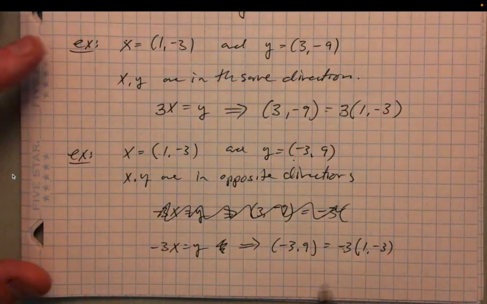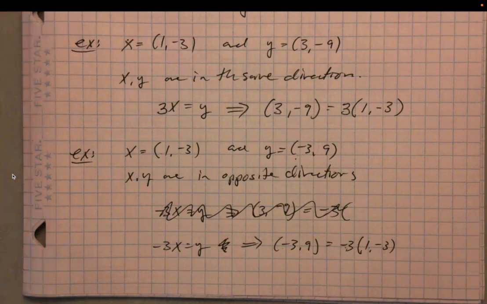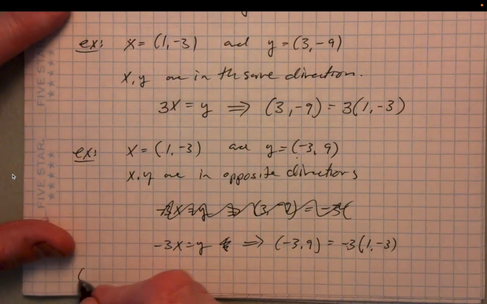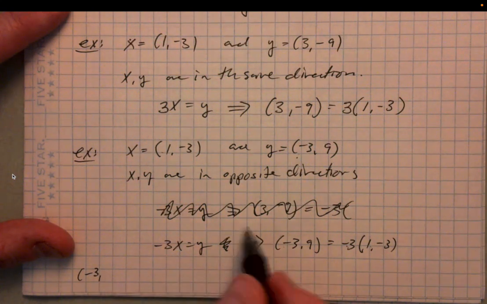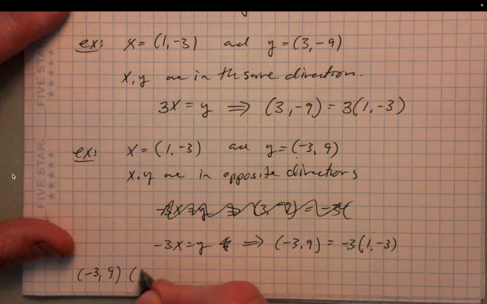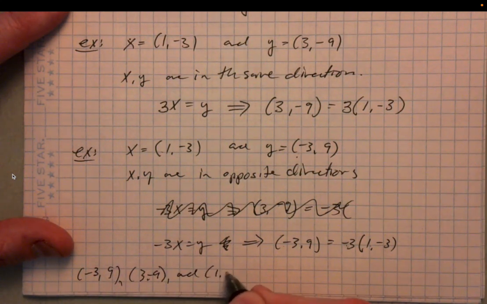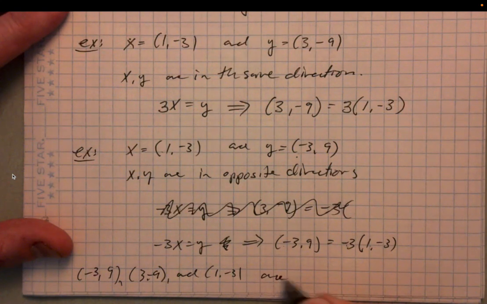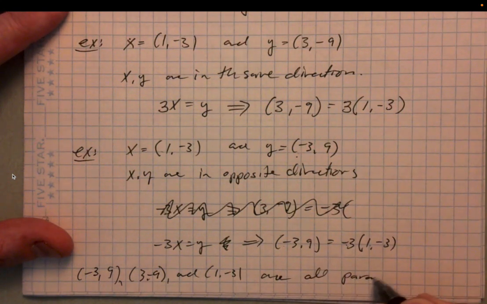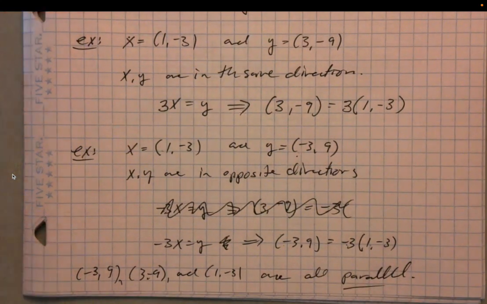And then obviously all three of the vectors given are parallel. So (-3, 9), (3, -9), and (1, -3) are all parallel, because of these various c's that can be chosen to make them align.